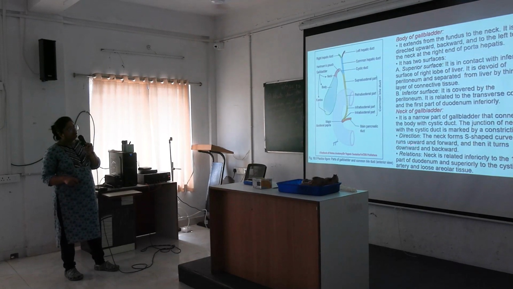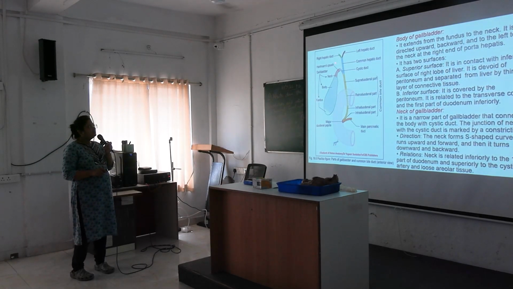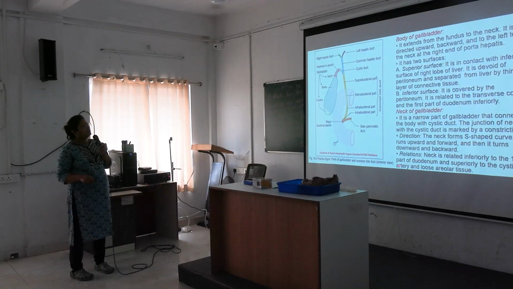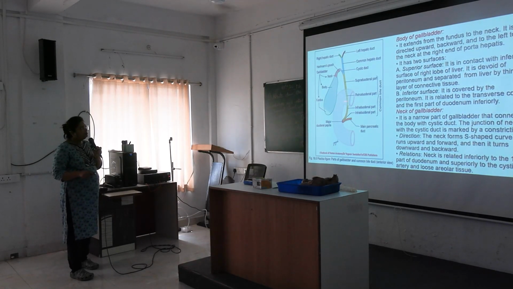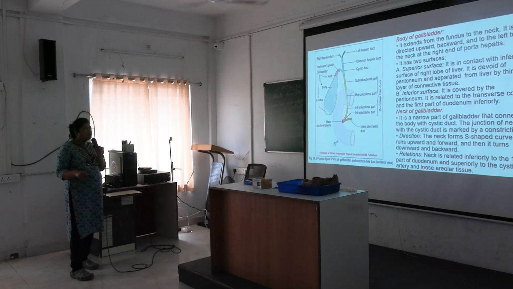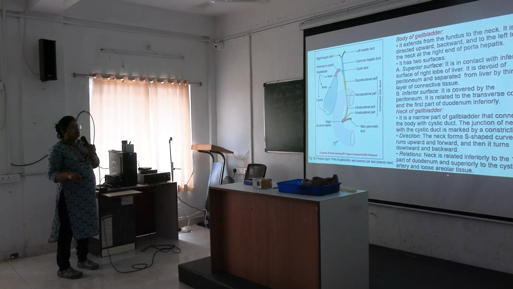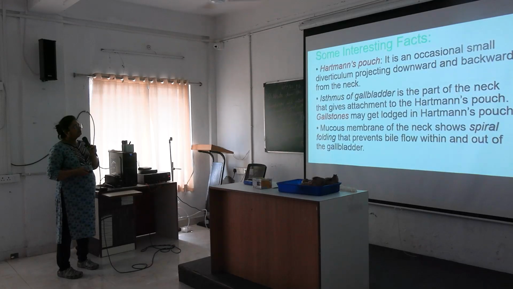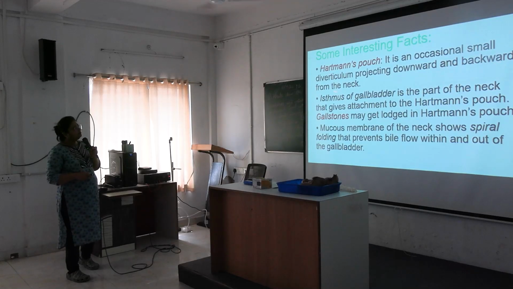It runs upward and forward, and then turns downward and backward. Relation: neck is related inferiorly to first part of the duodenum, here is the first part of duodenum, and superiorly to the cystic artery and loose areolar tissue. Hartmann's pouch is an occasional small diverticulum projecting upward and backward from the neck.